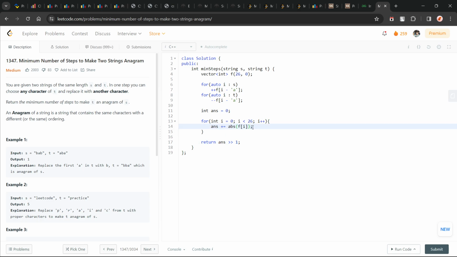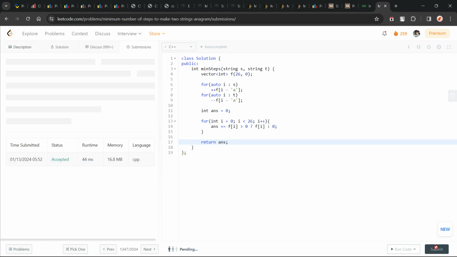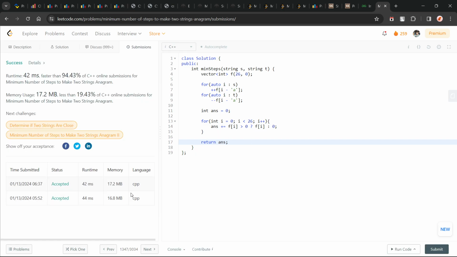Now let's just try to take only the positive values, right? So if f of I is greater than 0, then I'm going to take f of I, otherwise I'm going to take 0, right? Now in this case I should not divide by 2, and let me just try to submit this and let's see what happens. I believe this should also pass. Yes, so this also passes. This is exactly the same thing, because eventually the total sum of pluses will be equal to the total sum of negatives, right?